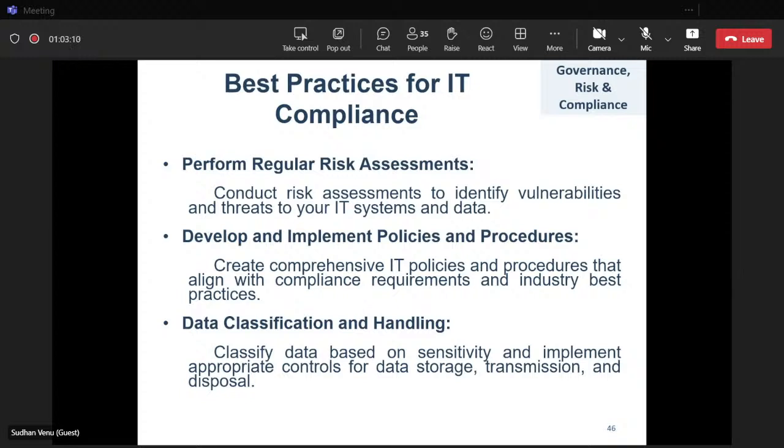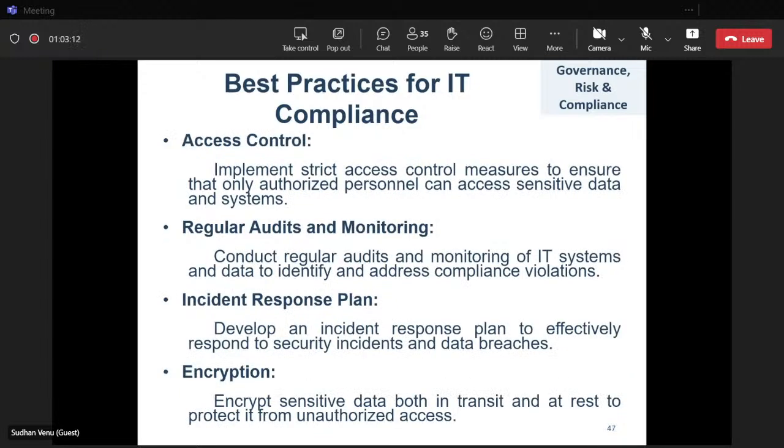Everything they have to classification on it. And finally, access control. We initially discussed that unauthorized access will lead to damage to the company's reputation. So similarly, with access control, implement strict access control measures to ensure that only authorized persons can access the sensitive data and systems.